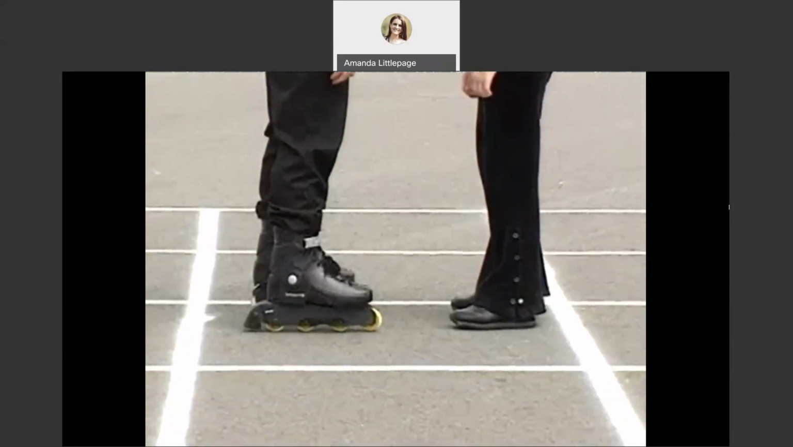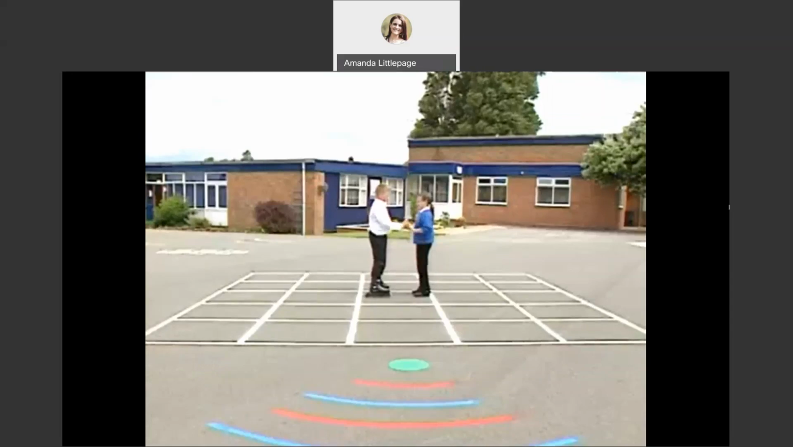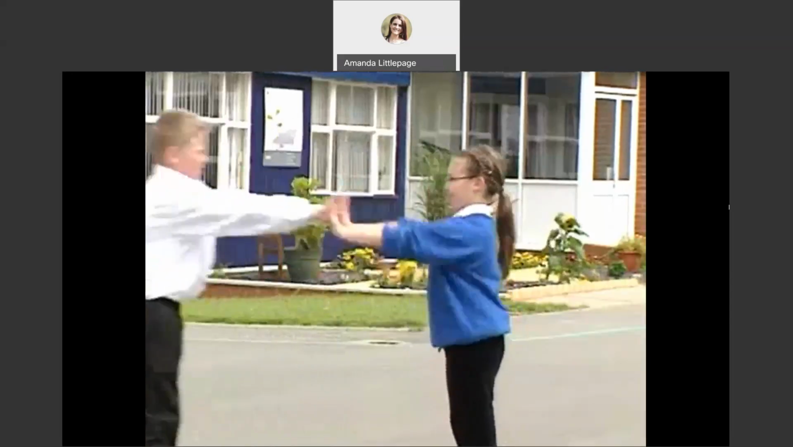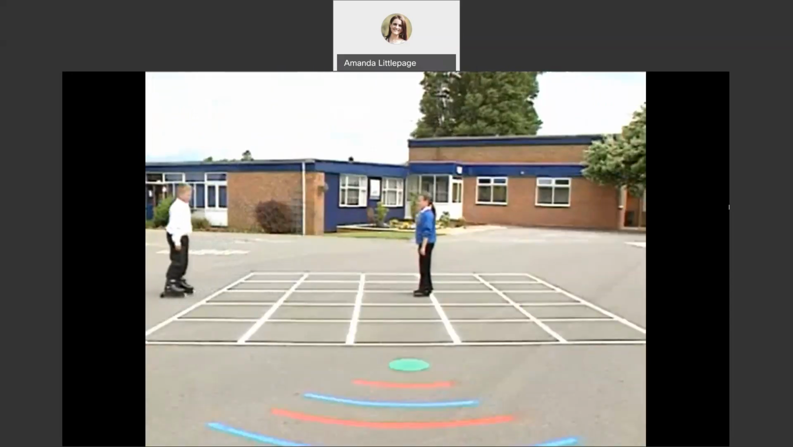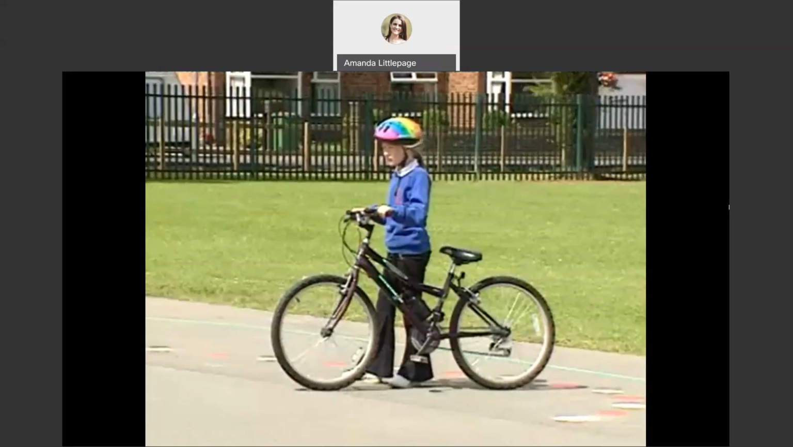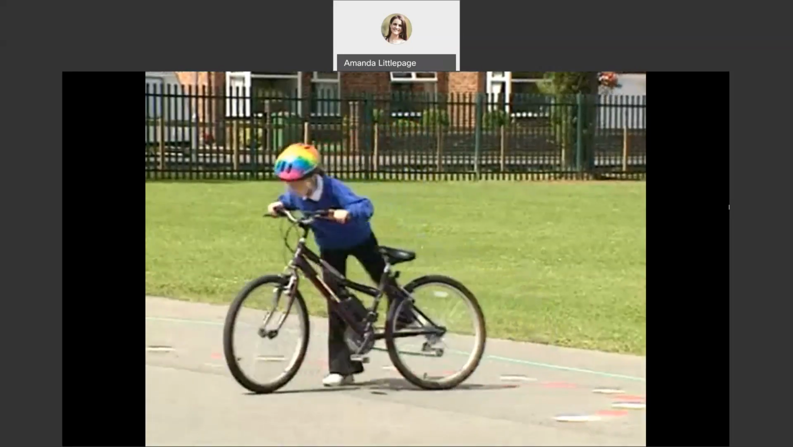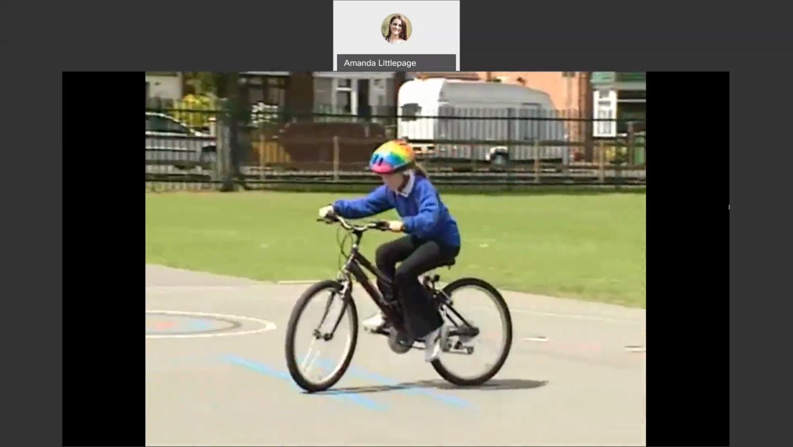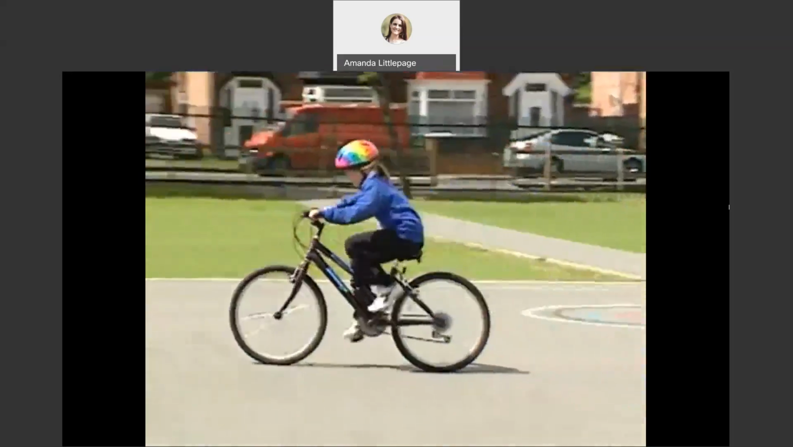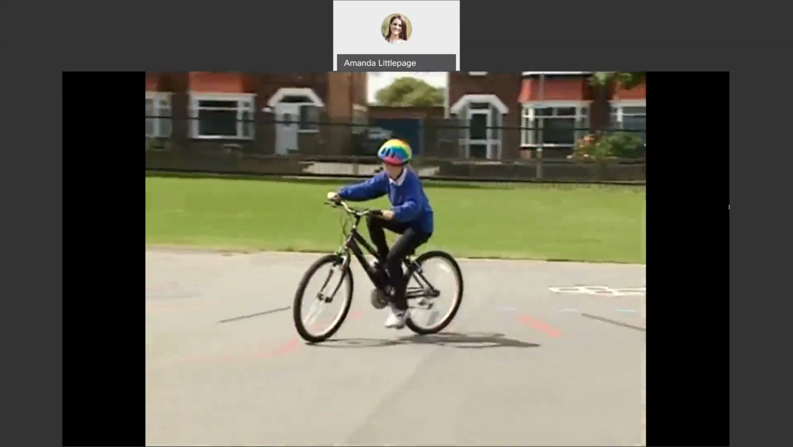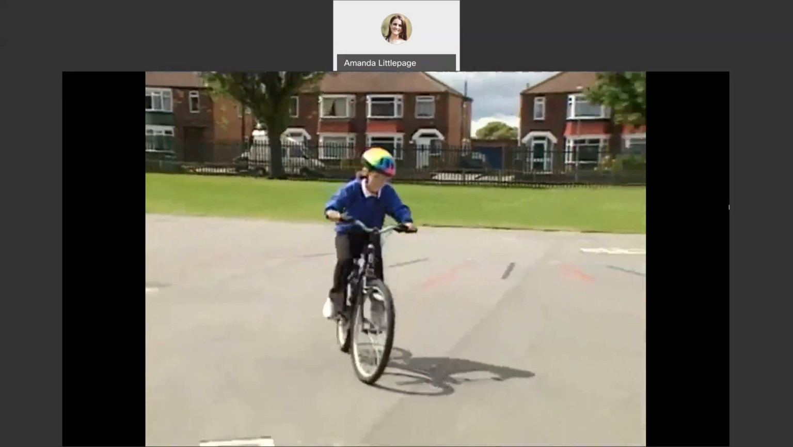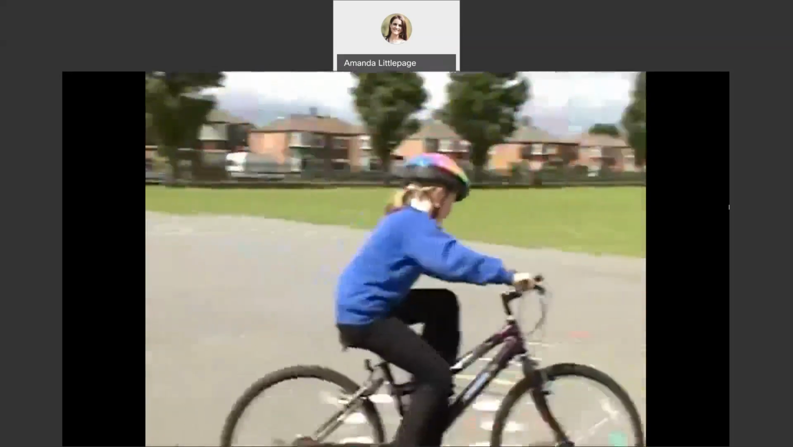One person takes off the rollerblades. What's going to happen this time when they put their hands together and push? Watch this girl on her bike. First, she's standing still. Then she moves off by pushing on the pedals. And work out which of Newton's laws are in operation.